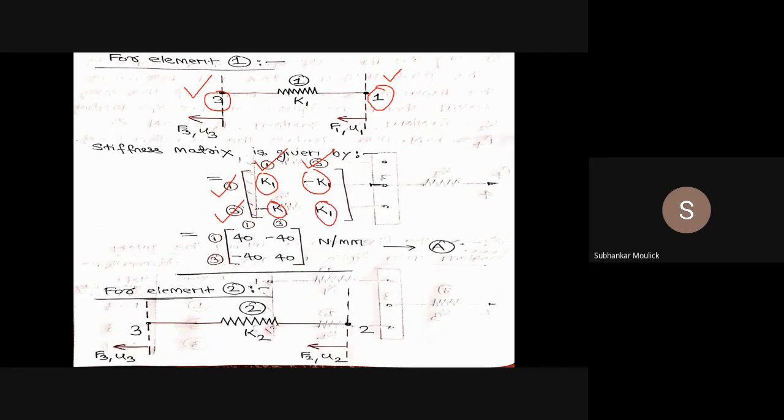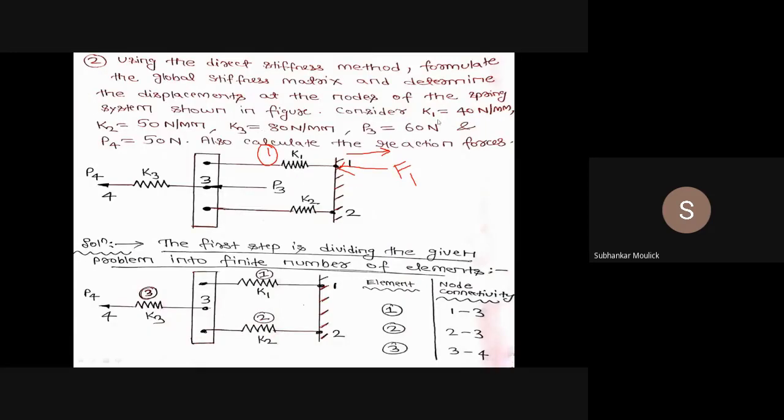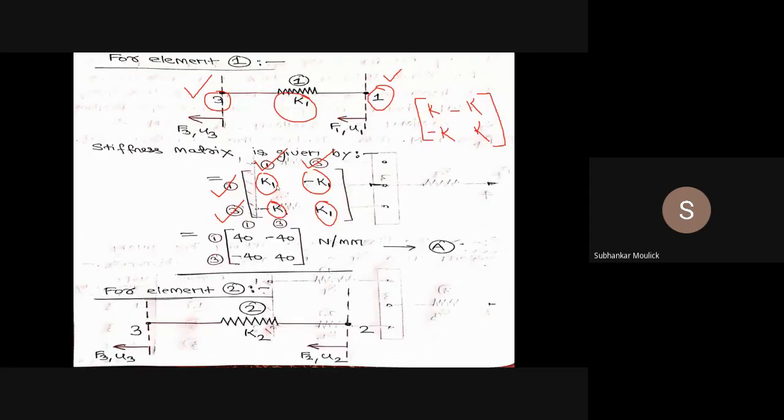We derived this in the last class: the stiffness matrix for an element is given by K, minus K, minus K, K. Since in element number 1 the stiffness is K1, it will be K1, minus K1, minus K1, K1. In the given problem, the value of K1 is given to you, that is 40 Newton per millimeter. Just evaluate those values. Then the resulting matrix becomes 40, minus 40, minus 40, 40 Newton per millimeter. Let us call this matrix A. Is it clear so far? Any doubt so far till matrix A?